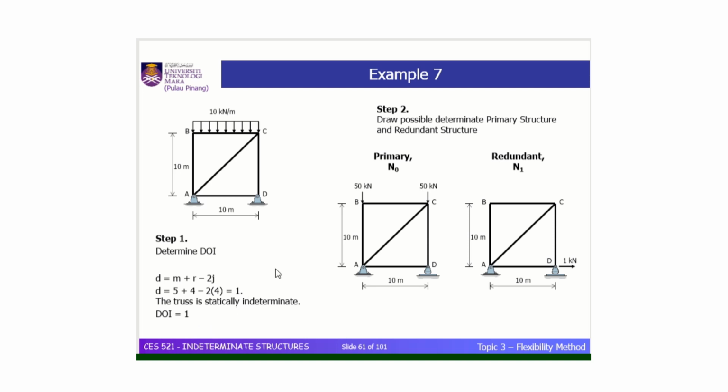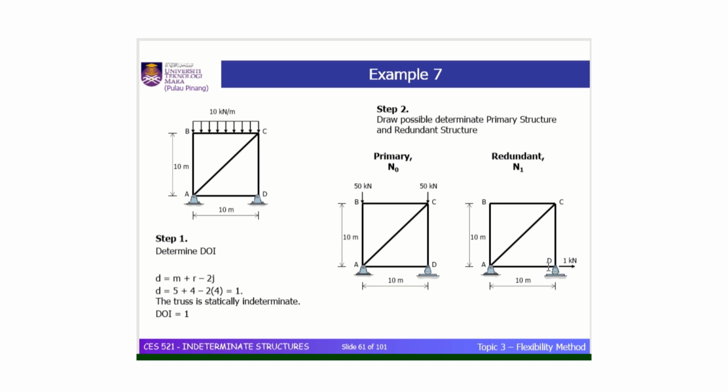So step number 2, you must sketch the primary structure and redundant structure. To sketch this structure, you must remove your redundant force, and your redundant force for this solution, you choose Dx. Even though that's not stated here, please write somewhere, we have chosen our redundant force Dx. That's why you must remove Dx to form your primary structure and redundant structure. For the actual structure at D, originally they have a pin support. Now after you remove Dx, at D here they have a roller support.